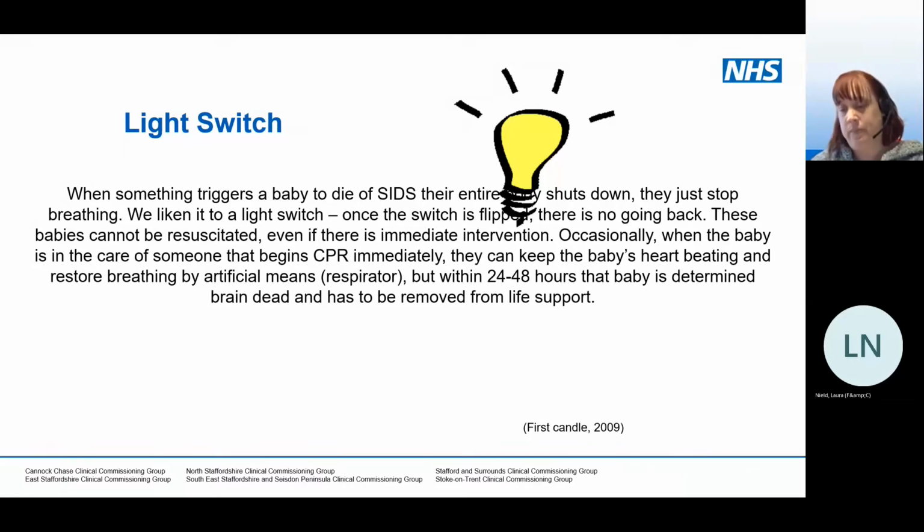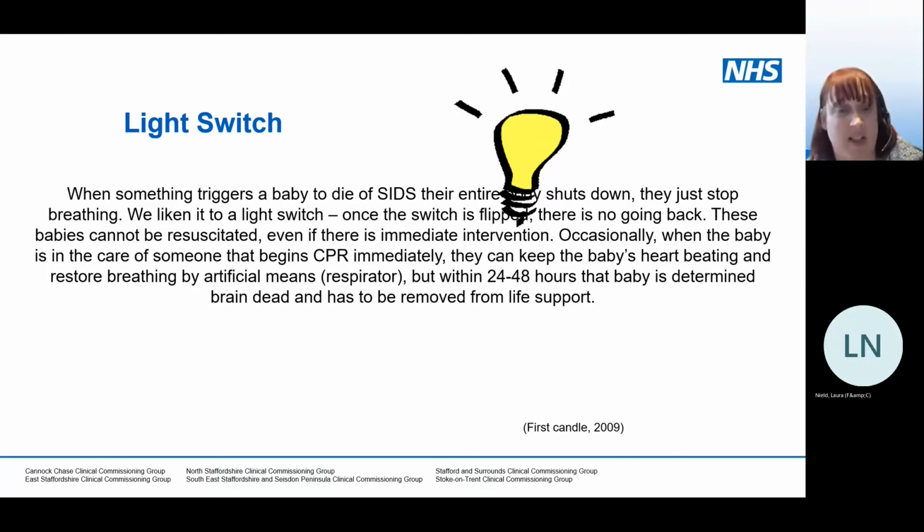So this is a description from First Candle about when a baby dies of SIDS. It's a sudden event. A light switches off, they stop breathing, and once the switch is flipped, there's no going back. Even with immediate intervention and resuscitation, the baby can't be revived.